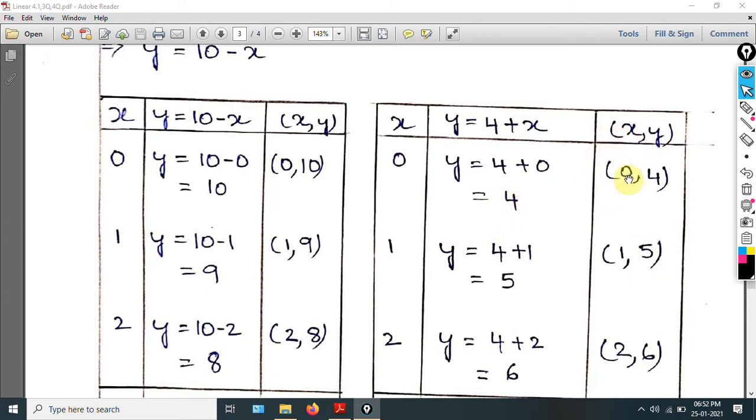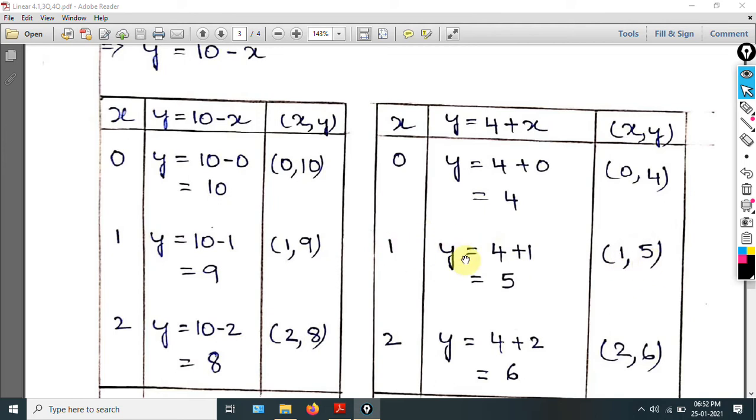Next here x, y value we have to write. How much is x? 0. So 0 comma how much is y? 4. 0 comma 4. Next in place of x I am taking 1. So y equal to 4 plus, in place of this x what is the value? X we took 1. So 1 we are writing. 4 plus 1 how much will we get? 5.